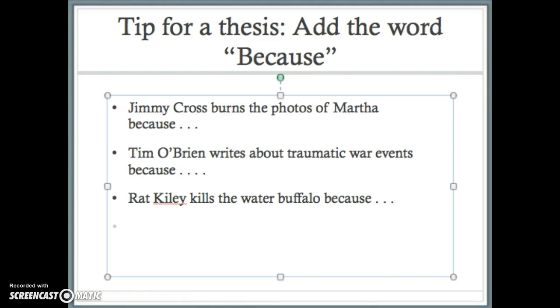And the third one, Rat Kiley kills the water buffalo because. And then you would, again, add your interpretation. So just by adding that word because, it sort of can lead you into making an argumentative statement. Okay, so these are some tips that you can try when you are ready to write your own research paper.